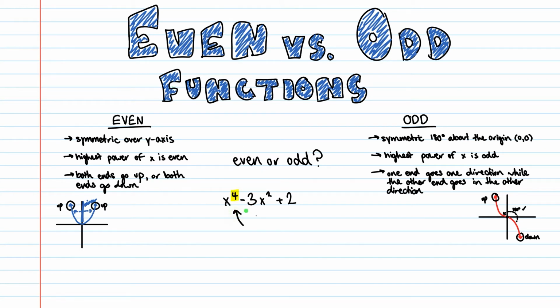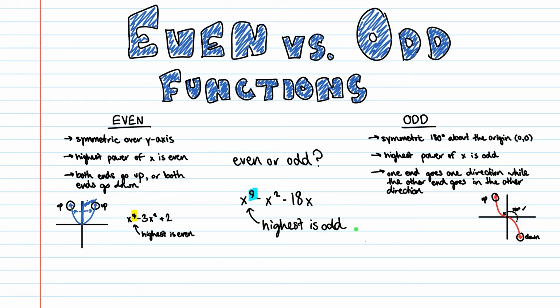Look at the highest power of x. It's even. It's a 4, so this is an even function. Now this one, if you look at the highest power of x, it's the 9, so it's going to be an odd function.